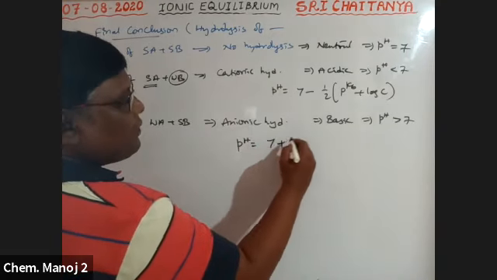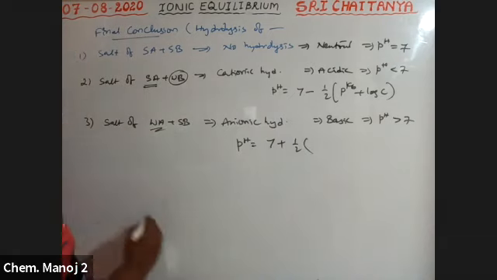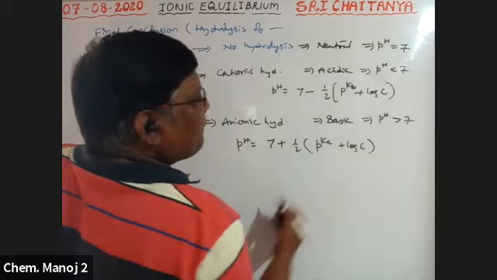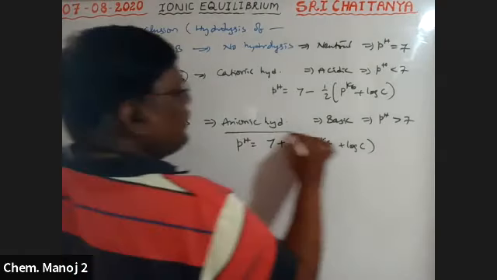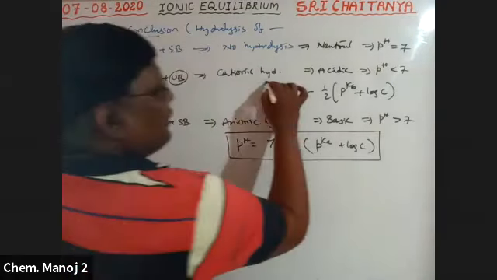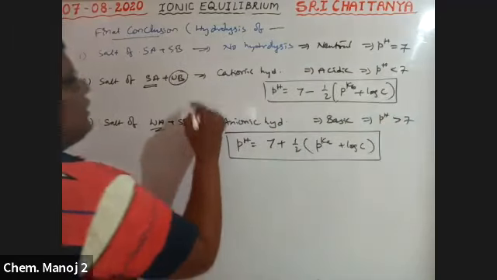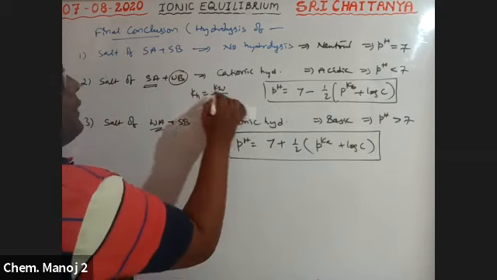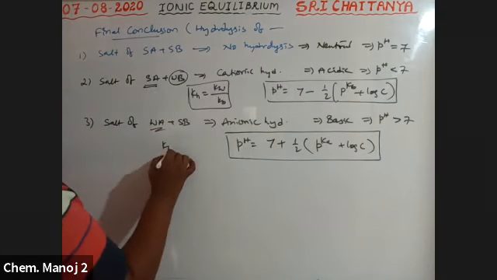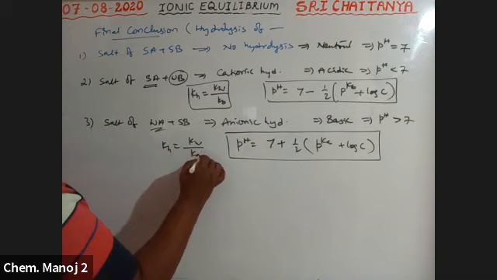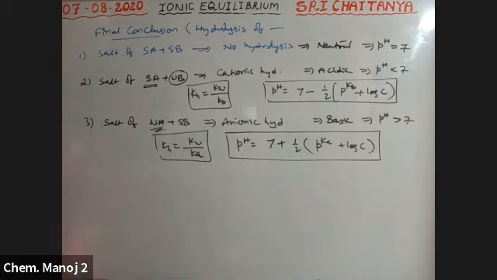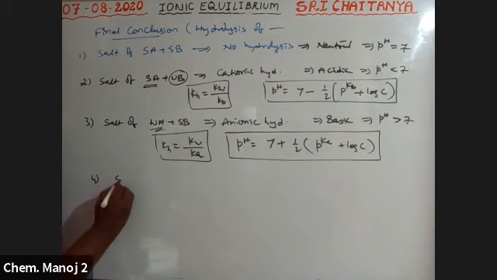pH is equal to 7 plus 1 by 2 (pKa plus log C), since there is a weak acid here. This is the pH calculation formula. Here Kh is equal to Kw by Kb, and here Kh is equal to Kw by Ka.